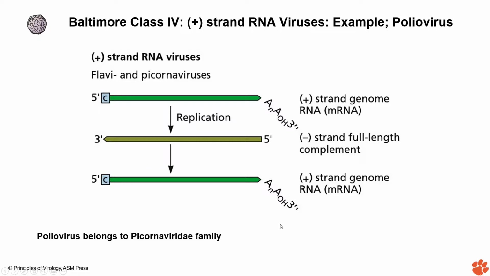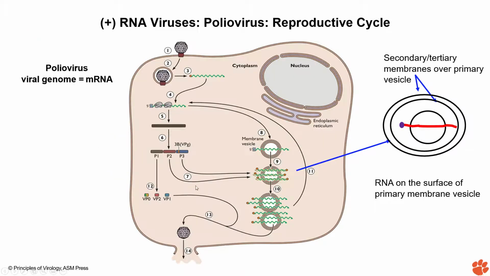So let's take a look at the infectious cycle. What happens if poliovirus delivers the genome? There is a protein attached to its 5' end, and there is a specific mechanism by which that protein is actually removed by cellular proteins.